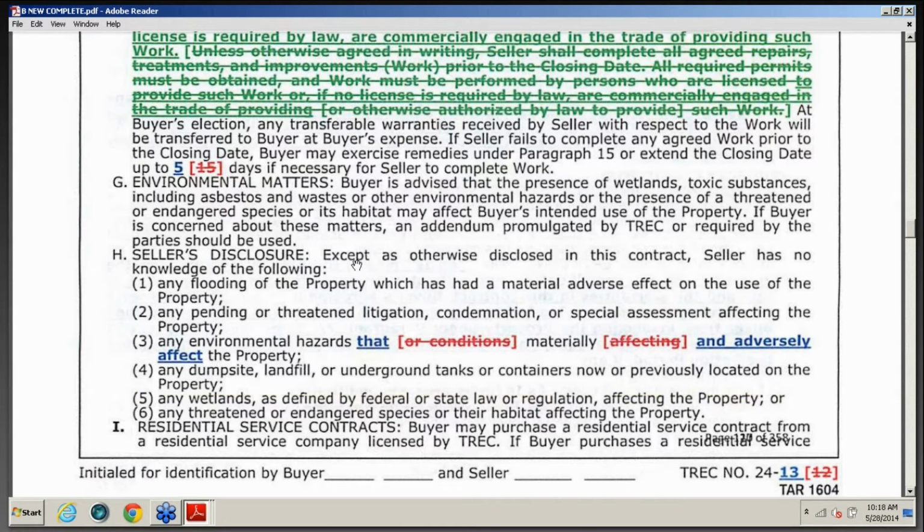So as you know, we don't have to give a seller disclosure on new build properties. However, there are some disclosures that the builder should give. For one thing, flooding, any pending litigation, condemnation, special assessments that would affect the property, environmental hazards that materially and adversely affect the property, dump site, landfill, underground tanks, wetlands, any threatened or endangered species. All those have to be disclosed. Even though we don't have a typical quote-unquote seller disclosure, there are some things that have to be disclosed should they be present.